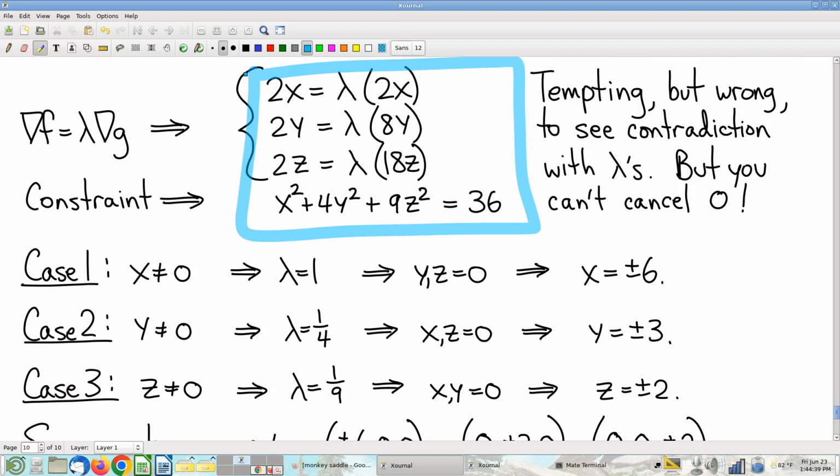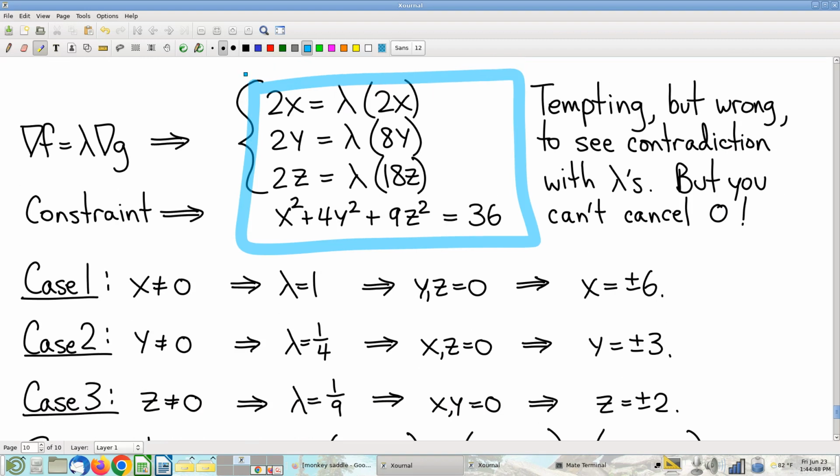And this is a landmine. This also shows how extremely important it is to be careful with accidentally dividing by 0, because it is so tempting. So many students would look at this and say, well, this right here says that lambda has to equal 1, doesn't it? Just cancel the 2x on both sides, and lambda equals 1, but this says lambda equals 1/4, and we're done, because lambda cannot be equal to both 1 and 1/4. Those are different numbers. And it's tempting to therefore say, okay, we're all done here. Contradiction, no solutions, and you drop the pen and walk away.